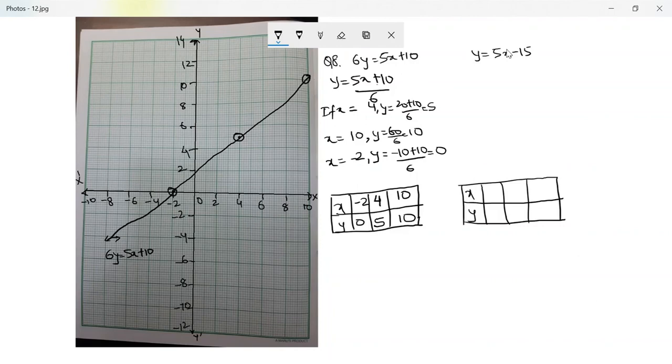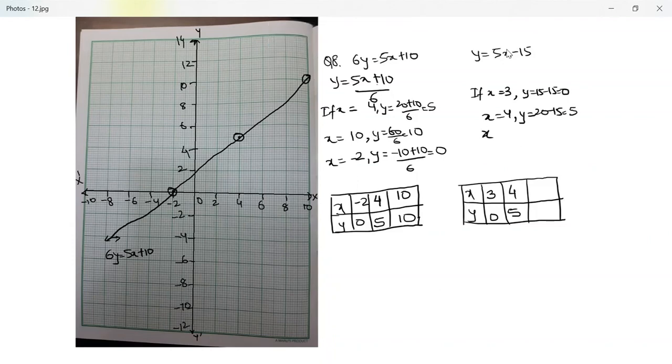The next equation is y is equal to 5x minus 15. So if x is equal to 3, y will be equal to 15 minus 15, that's 0. So x is equal to 3, y is equal to 0. X is equal to 4, y will be equal to 5 into 4, that's 20 minus 15, that's 5. So x is equal to 4, y is equal to 5. And if x is equal to 5, y will be equal to 25 minus 15, that's 10. So x is equal to 5, y is equal to 10.